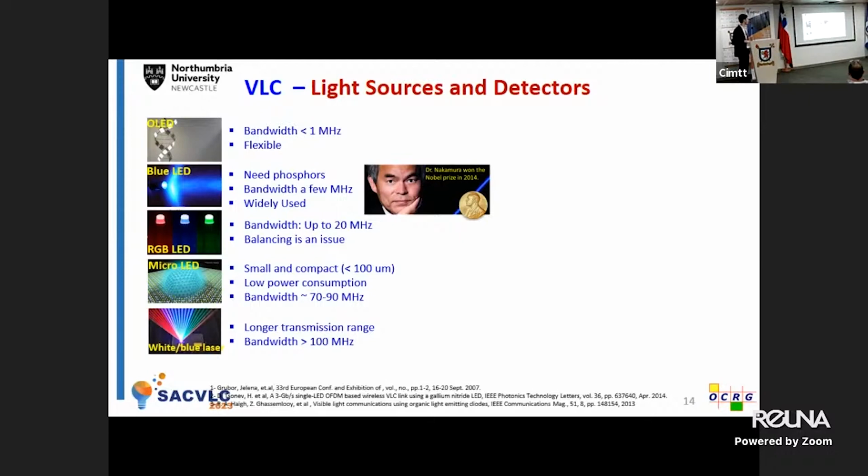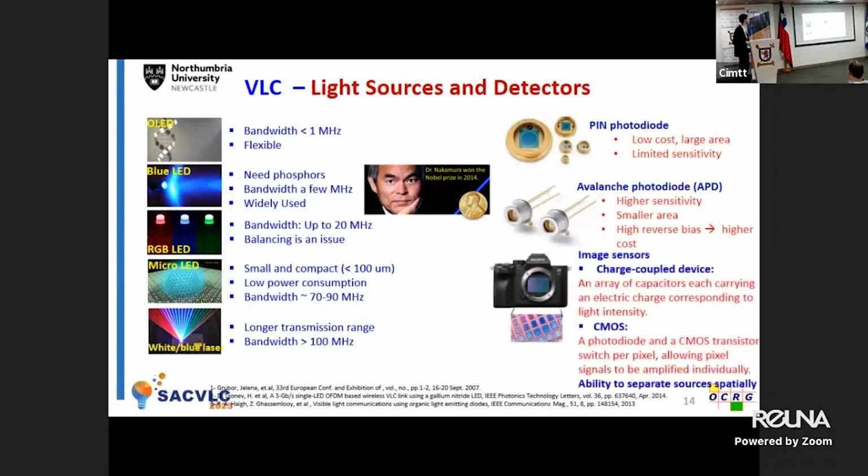Different light source, the RGB concept, offers a bandwidth of up to 20 meg. You have a micro LED, which has a smaller size but higher bandwidth. Through the semiconductor design itself, you can have a relatively higher bandwidth as compared with the previous ones. And again, the white LED with the blue phosphorus one can offer over 100 meg. These are already reported and invented, and they already exist in the market.